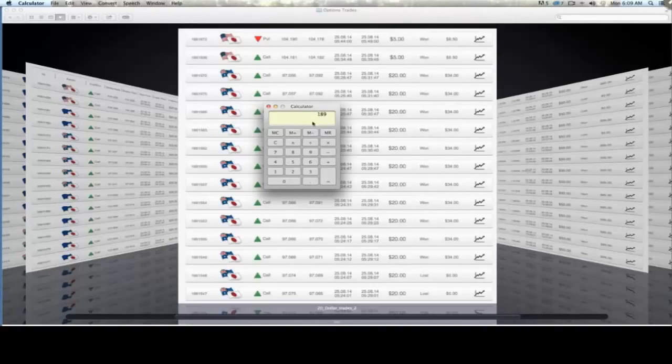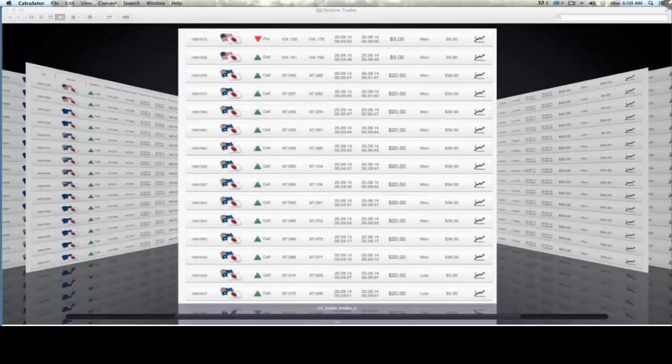Yeah. So this is $189 in profits that I made here in like 20 minutes. I'm sorry, my dog sneezed in the background. This is really to show you guys what is possible with this. You're going to see a lot of videos and a lot of things coming out of me showing you more on this.